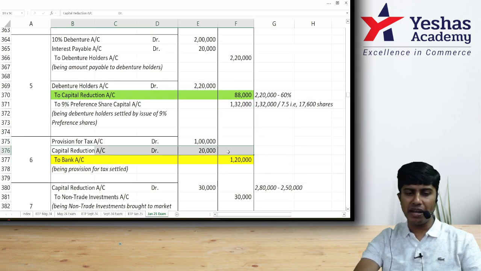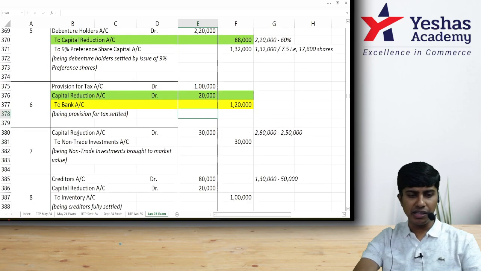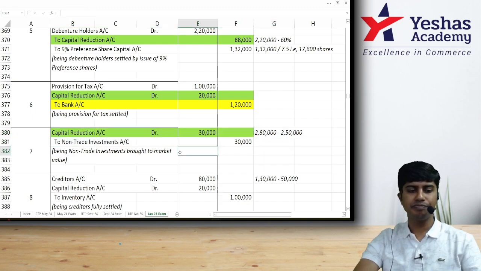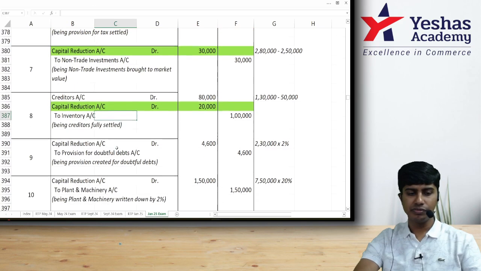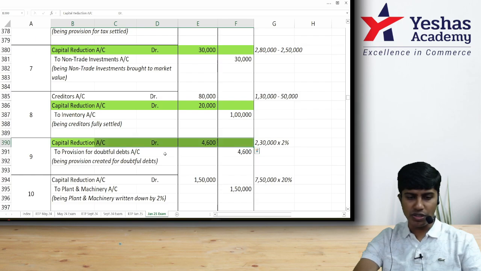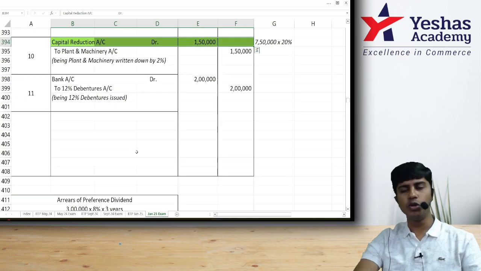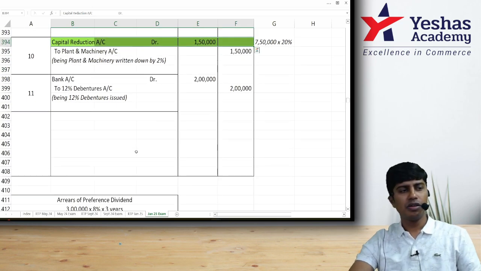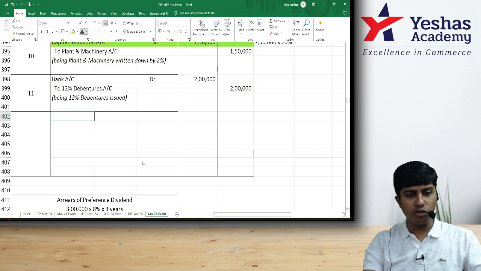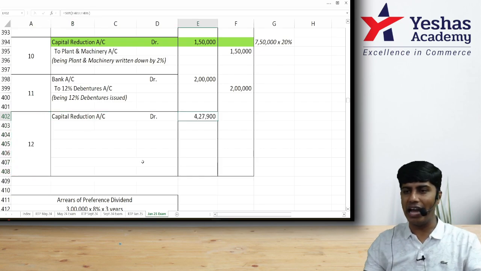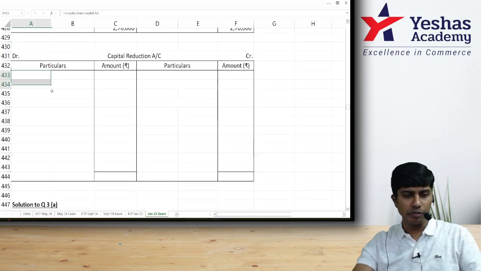And here you do plus 20,000. Then next entry plus 30,000. And debit again plus 20,000. Plus 4,600 plus 1,50,000. What do you have in your calculator? Is it minus or plus? Minus. To close it, I would have to do plus. Basically, debit it. 4,27,000. If in case you choose to prepare ledger, this is how it would look.